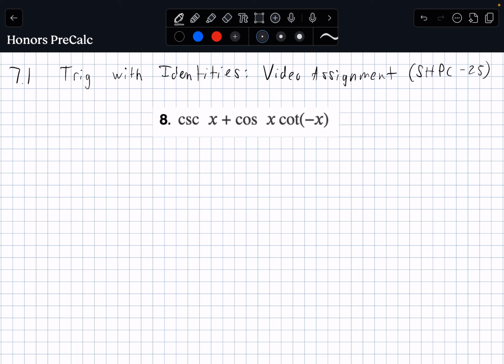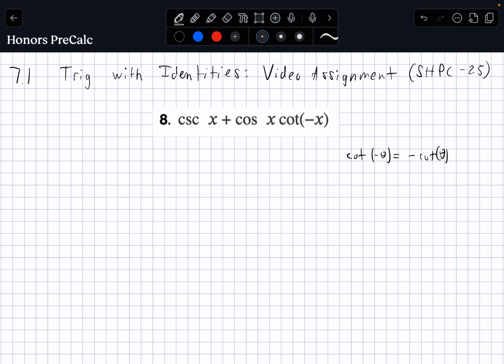Okay, so we're just going to start off by listing the two identities that we're going to be using for this problem. Right off the bat, we know that we're going to use the even-odd function identity. That states that cotangent of negative theta equals negative cotangent of theta. And that's just one of the identities we learned throughout this unit.